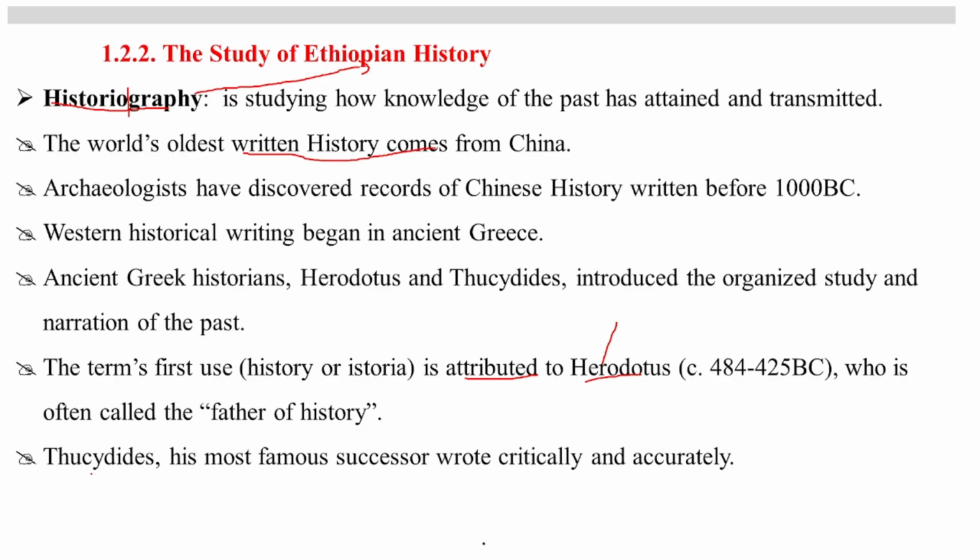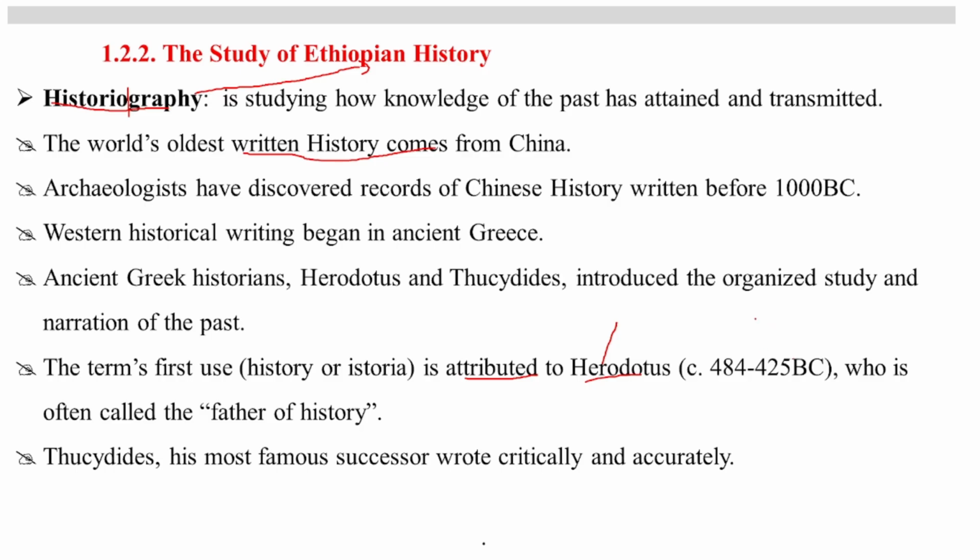The second is Thucydides, successor of Herodotus. This person also wrote about a war, the Peloponnesian War. His most famous successors were critical and accurate, especially in writing about the war between Athens and Sparta. Without any bias, he wrote the history of the war fought between Athens and Sparta, called the Peloponnesian War, written by the person called Thucydides.